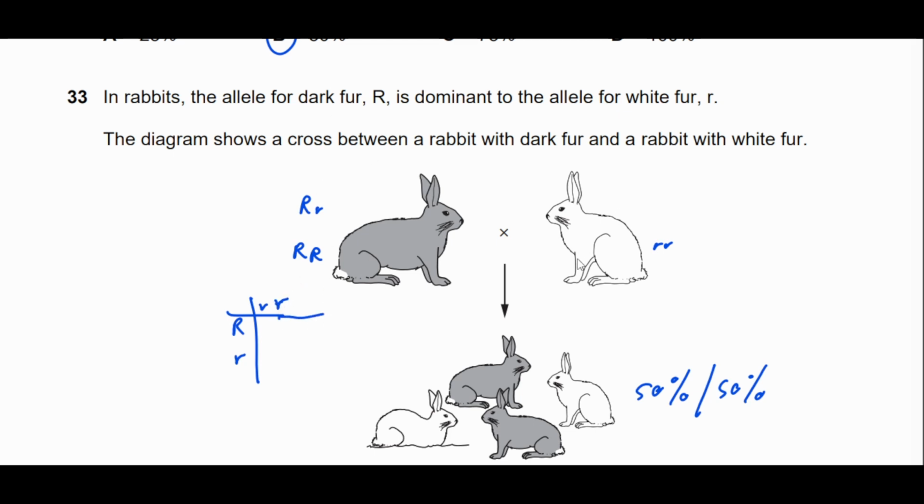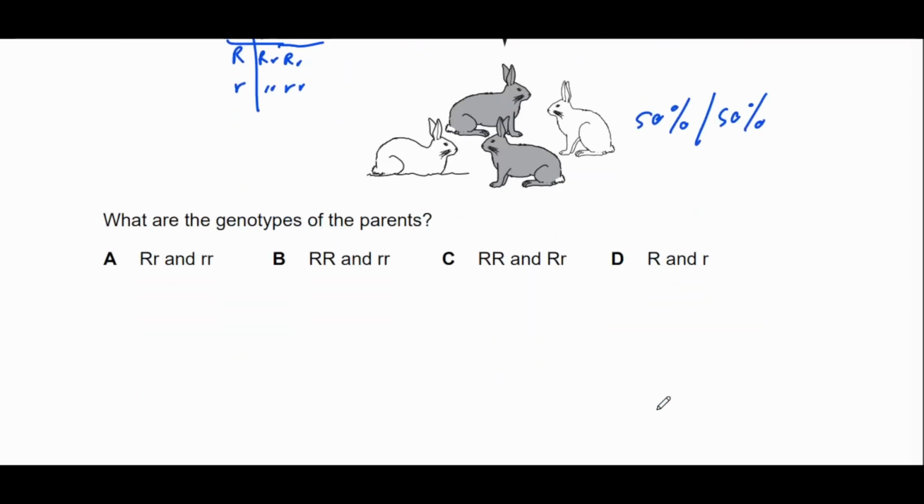The allele combination for the dark-furred rabbit has to be big R, small r, because that's the only way where the ratio would be 50% dark rabbits and 50% white rabbits. So the genotype of the parents would be big R, small r, and 2 small r's.